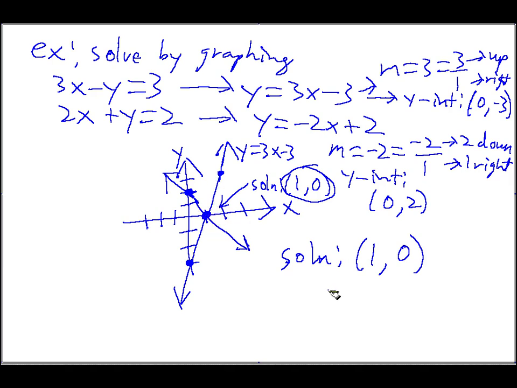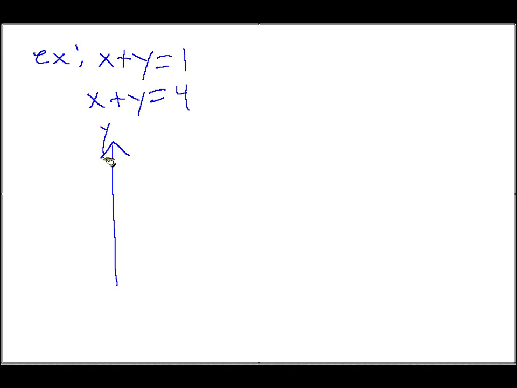Okay. Let's try another one here. Now let's look at this situation. All right. Let's find the solution to x plus y is equal to 1, and x plus y is equal to, let's say, 4 here. All right. Let's look at that situation. So let me draw my grid here. So here's y. Here's x. 1, 2, 3, 4, 5, 6. 1, 2, 3, 4. 1, 2, 3. Okay.